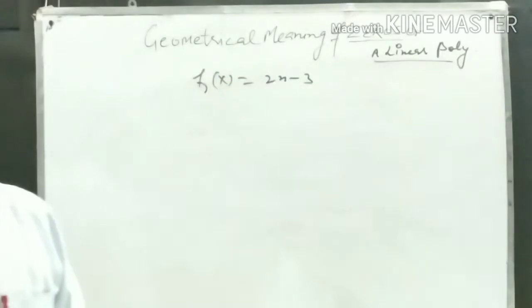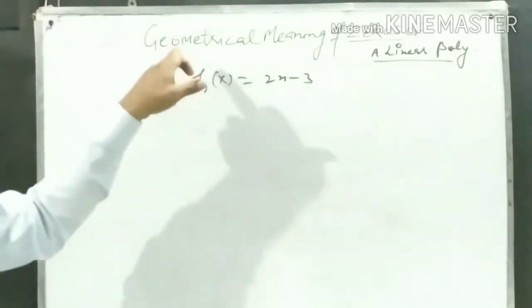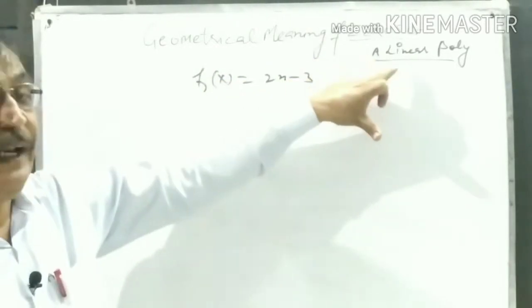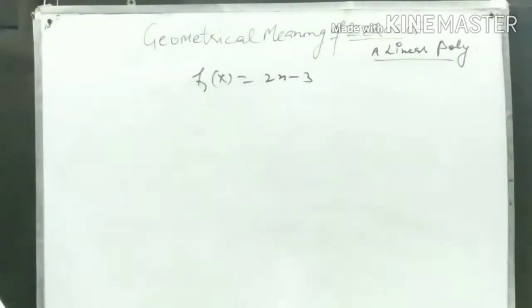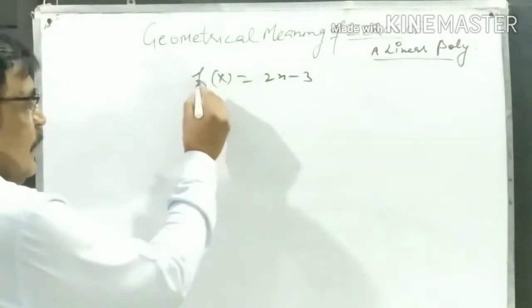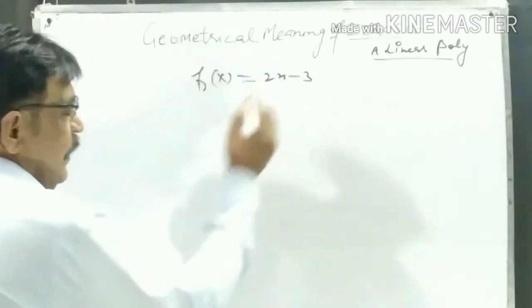Welcome to Ramanujan classes. As far as 10th class is concerned, today we shall discuss the geometrical meaning of zeros of a linear polynomial. Linear polynomial we have studied earlier in 9th class. A polynomial having degree 1 is known as a linear polynomial. Let us take a case. f(x) is a polynomial in x variable, that is 2x minus 3.